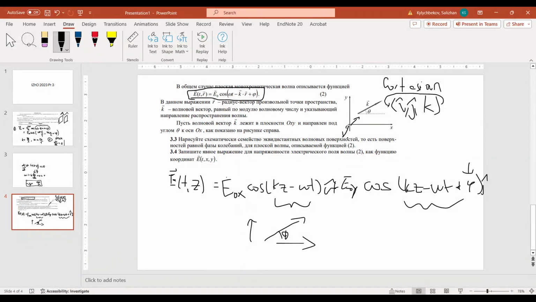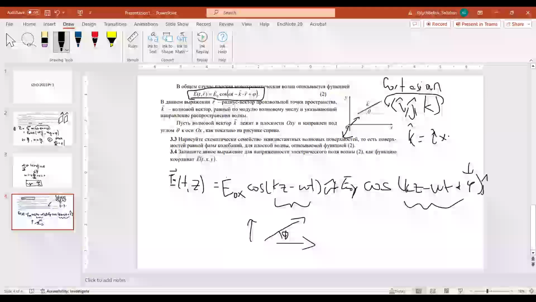In order to find that, you will have to compute it. So we know that K is equal to I cross J, the K vector is equal to the cross product of I cross J.